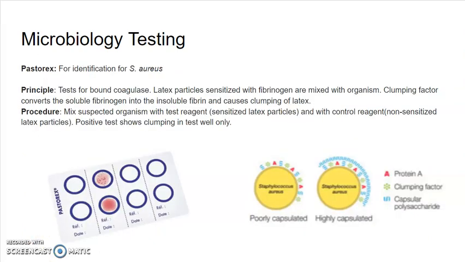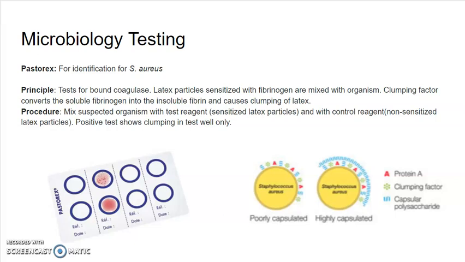So with the microbiology testing, the manual Pastorex, also known as Staphylococcus, is for identification of Staph aureus. So it tests for bound coagulase. Latex particles are sensitized with fibrinogen, and they are mixed with the organism, and then clumping factor converts the soluble fibrinogen to the insoluble fibrin and causes the clumping of latex. So if it's positive, you're going to see the agglutination.